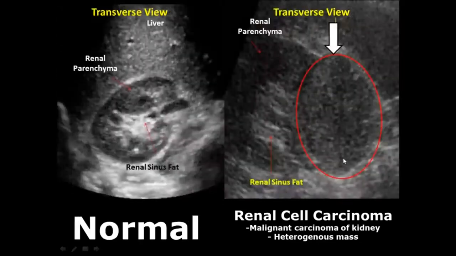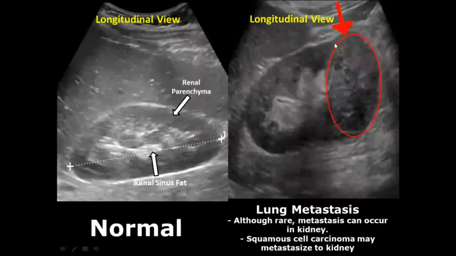Renal cell carcinoma in transverse view. The heterogeneous mass can be seen here, occupying the cortical and medullary regions. Metastatic lesions usually appear as heterogeneous masses in the organs. Another heterogeneous appearance we can see in the lower pole of the kidney. This is also a longitudinal view.